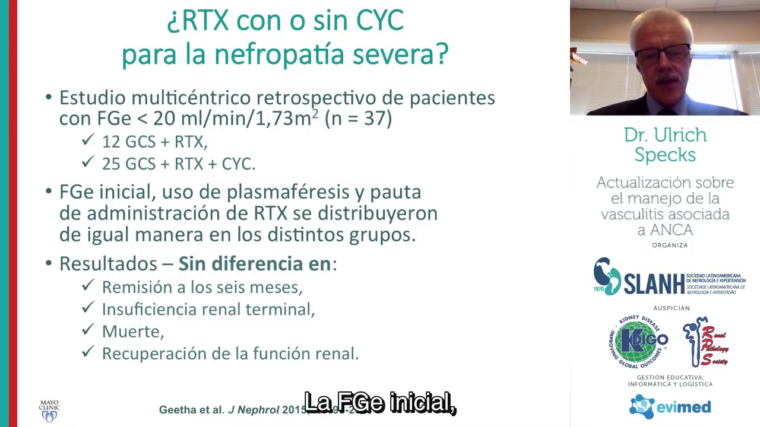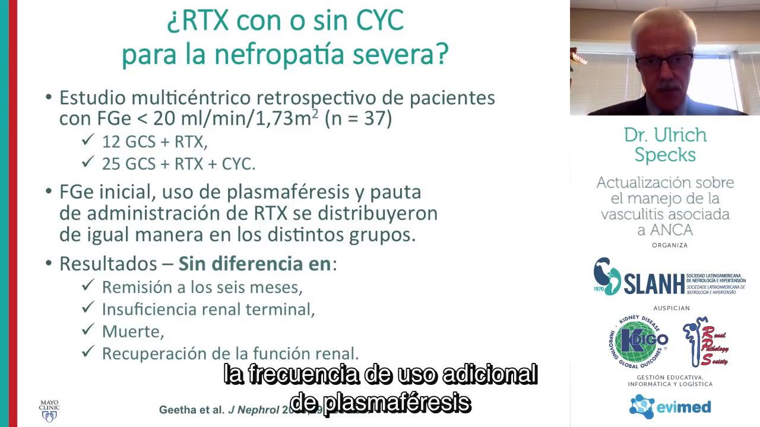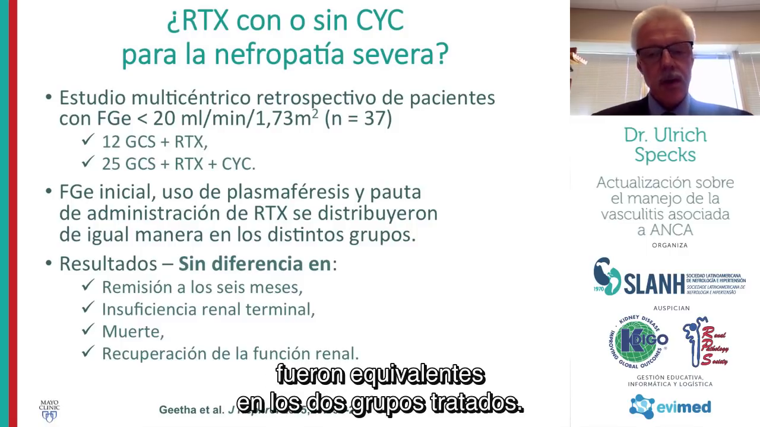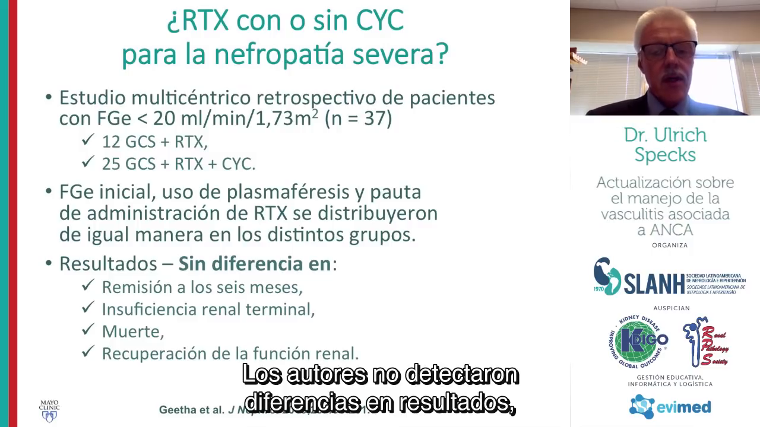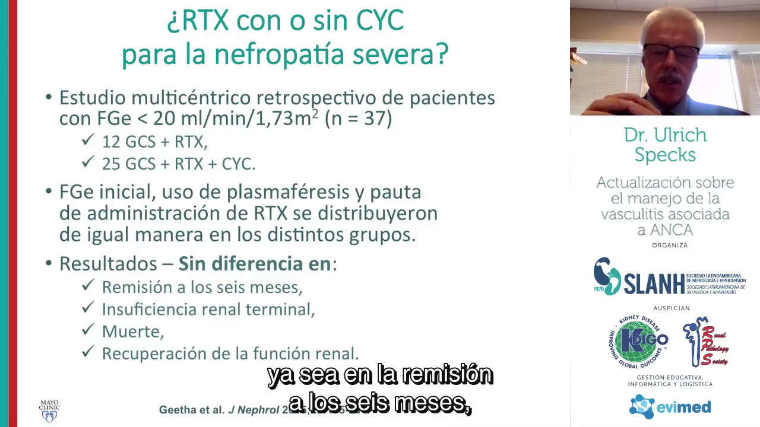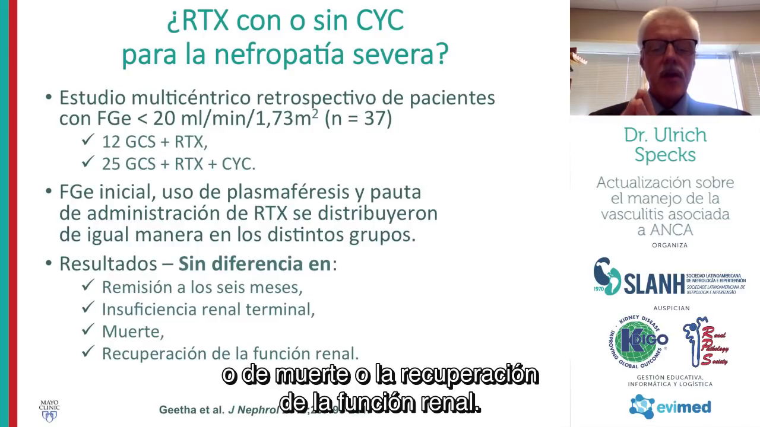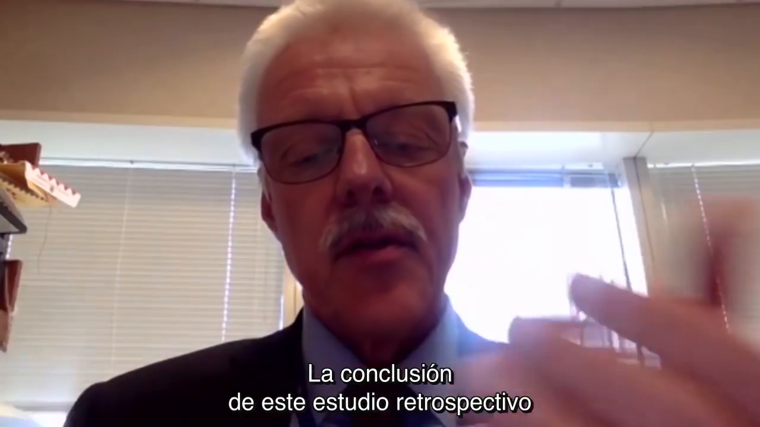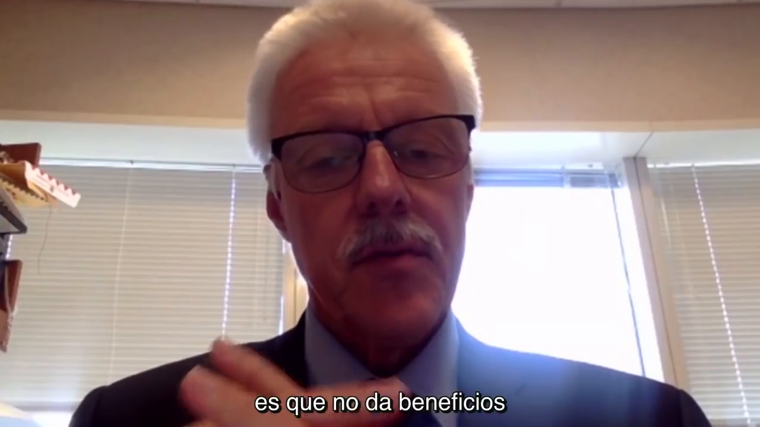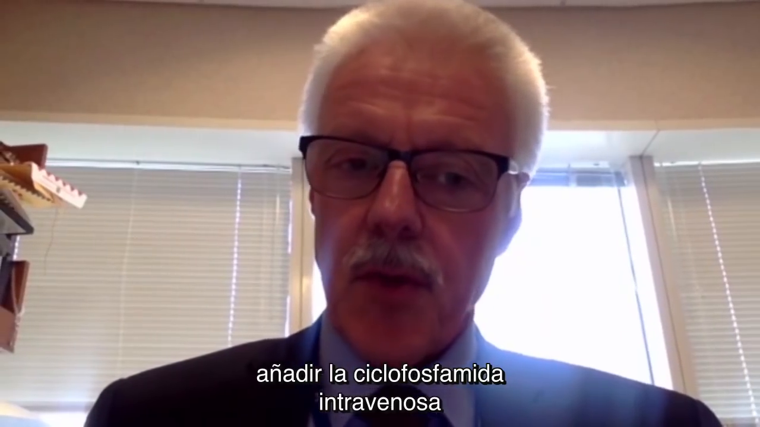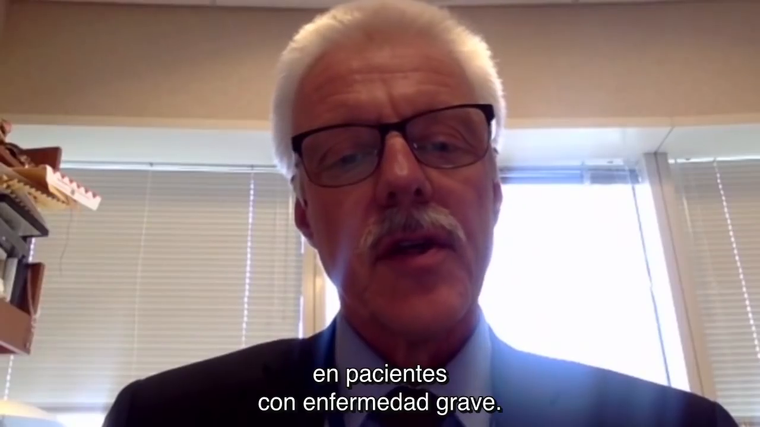The baseline eGFR, the frequency of additional use of plasma exchange, and the rituximab dosing regimens used were equivalent between the two treatment groups. And the authors could not detect any difference in outcomes, whether it was remission at 6 months, the likelihood of developing end-stage renal disease or death, or the recovery of renal function. And the conclusion from this retrospective study would be that there is no benefit to the addition of cyclophosphamide boluses in patients with severe disease.